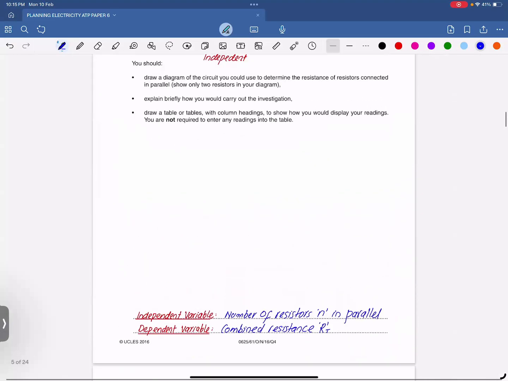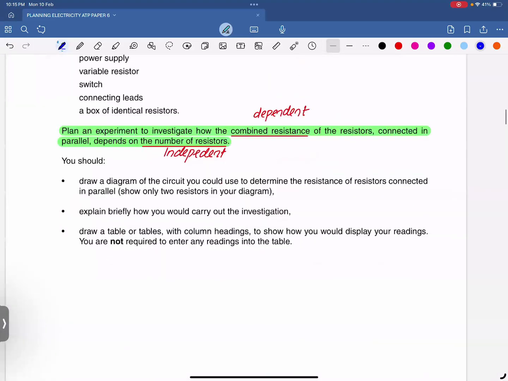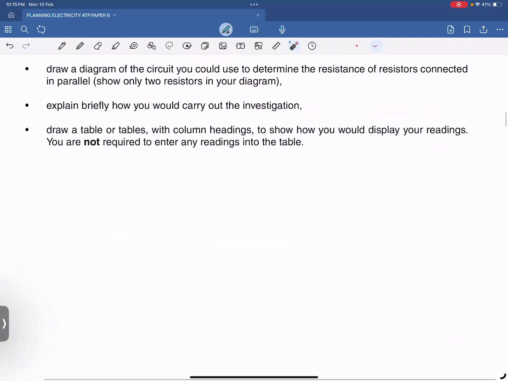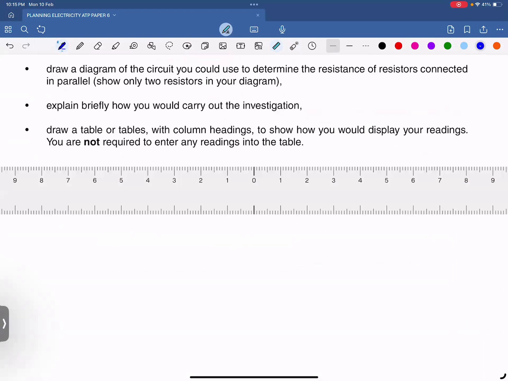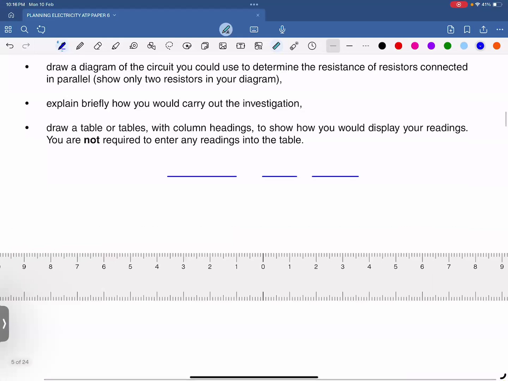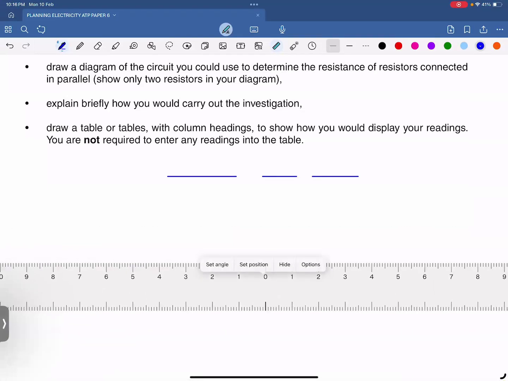Okay, we read the question and I gave the two tabs. As you can see, I always do that. So now let's read the question. You should draw a diagram of the circuit you could use to determine the resistance of resistors connected in parallel. Show only two resistors in your diagram. So what you have to do, my dear students, is make two resistors in parallel. First of all, make a power supply here, a switch here, and here I will make two resistors in parallel, as mentioned in the question.